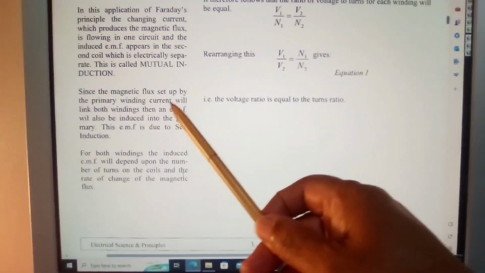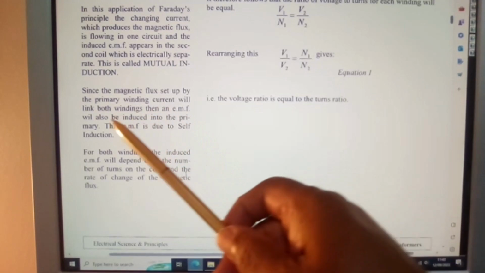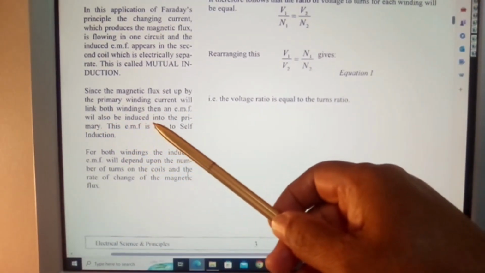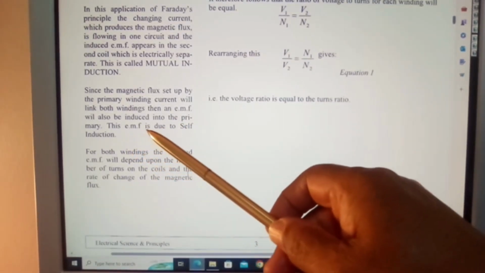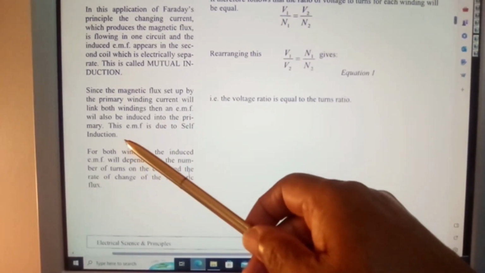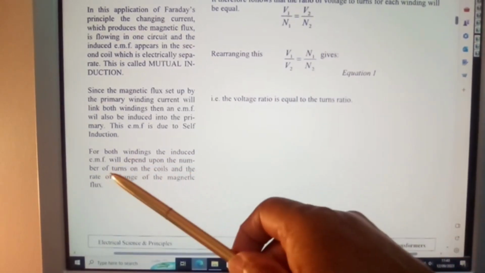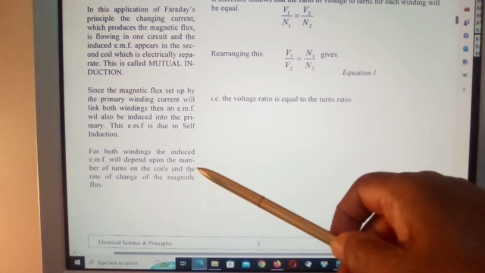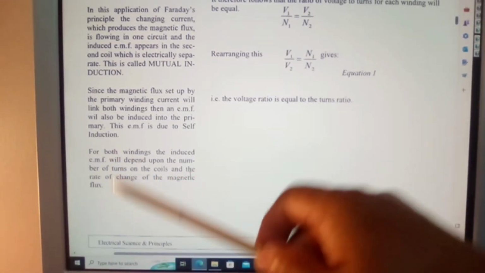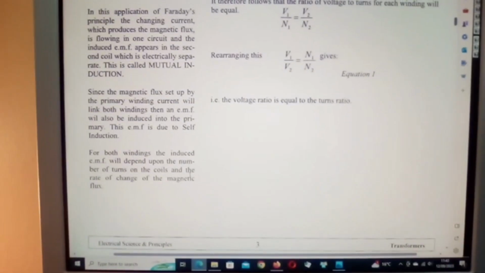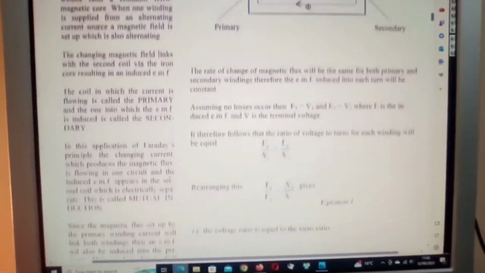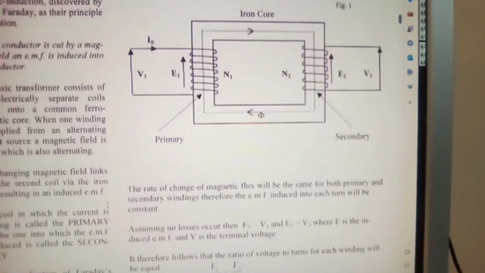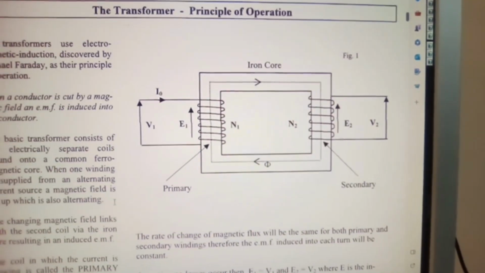Since the magnetic flux set up by the primary winding current will link both windings, an EMF will also be induced into the primary. This EMF is due to self-induction. For both windings, the induced EMF will depend upon the number of turns on the coils and the rate of change of the magnetic flux. And we have the main core.